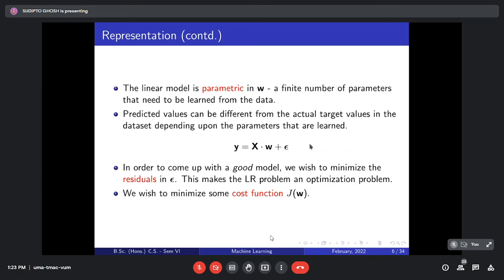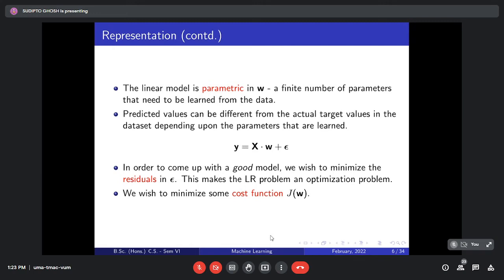Epsilon is a vector of the error terms. We come up with a prediction for each training example, and Y is the actual value. So there is some epsilon error in each such prediction, and I am taking a vector of all of that because we have n training examples. All of those elements are called residuals or errors.